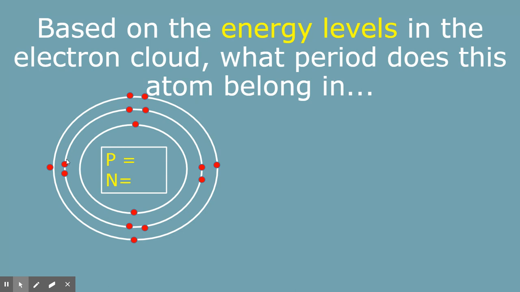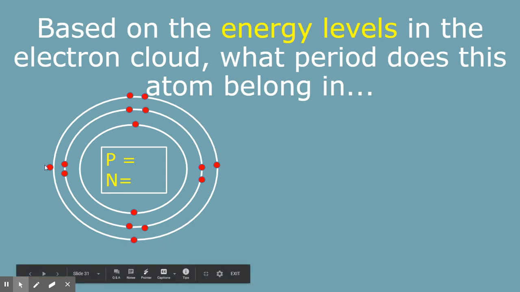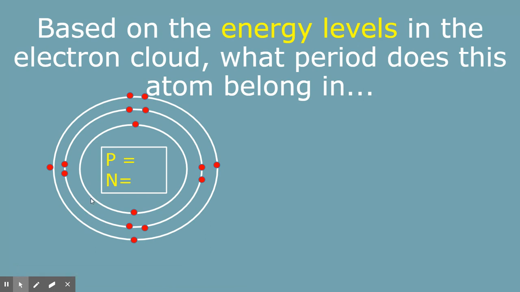Based on the energy levels in the electron cloud, what period does this atom belong in? Okay, energy levels 1, 2, 3. So that would tell us this element is in period number 3. But on a side note, you can also determine the group: 1, 2, 3, 4, 5. So this element is in period number 3 and group number 15.